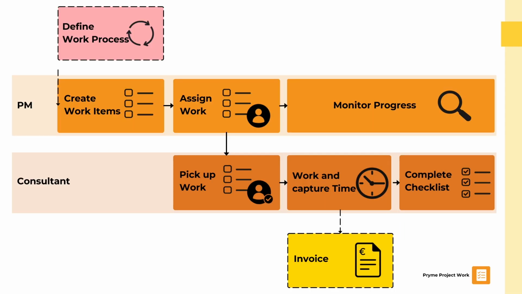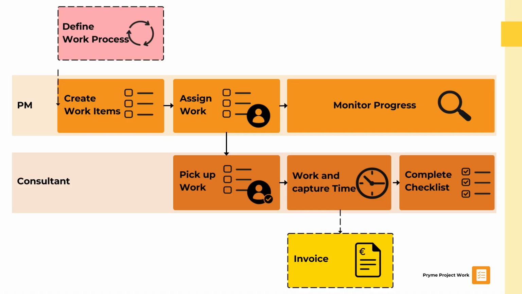Today we'll be looking at the Pryme project work. We will go through the process of setting this up by defining work processes, templates, etc. Then we'll look at the different tranches of work performed by different people in the company. There are some processes that are more related to the project manager. That would be creating the work item, assigning the work, and monitoring the progress.